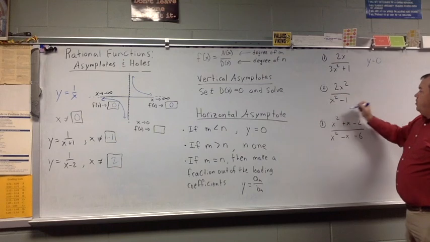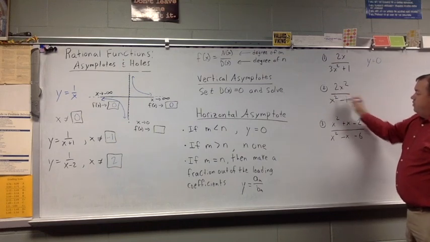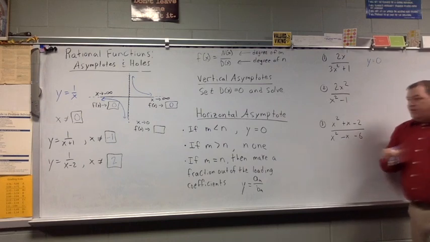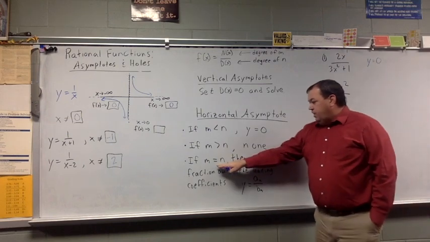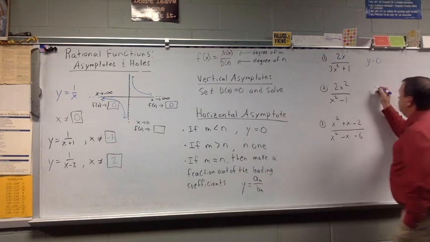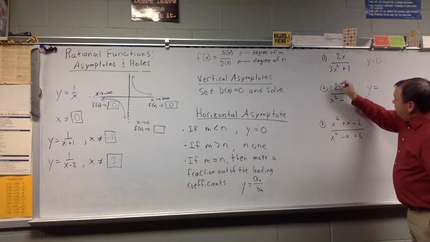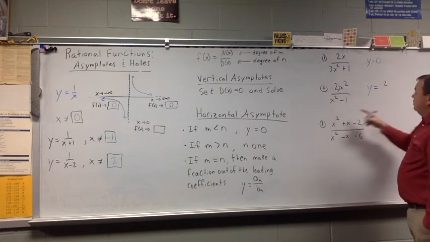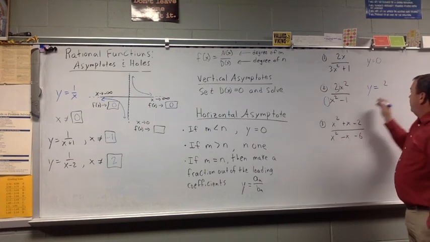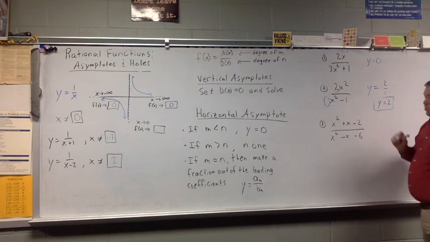For this problem here, I have a degree of 2 on top and a degree of 2 on the bottom. When they are the same, I'm supposed to make a fraction out of the leading coefficients. So now my horizontal asymptote is y equals, I'm going to take the 2 from there, I'm going to take the 1 from there, y equals 2 is my horizontal asymptote.